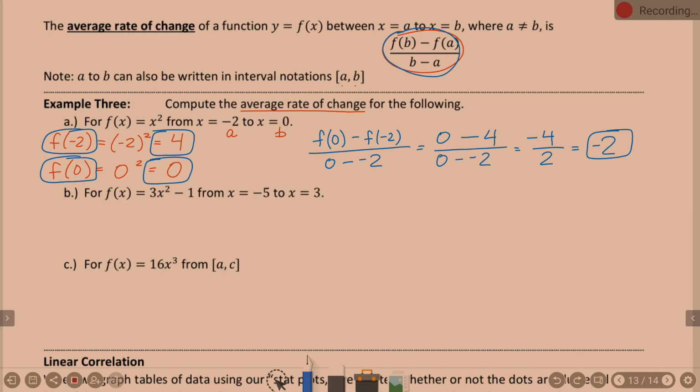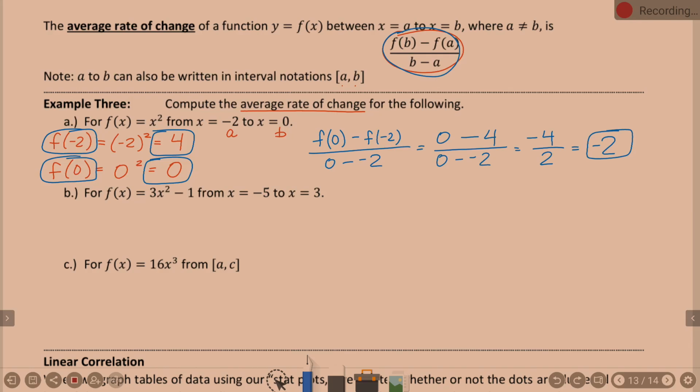Should be getting an answer of negative 2. Are you with me or not? Okay. So it's kind of like finding slope. It's just slope on a specific interval. You're given the endpoints, use those x's, find those y's, do the setup. Okay?